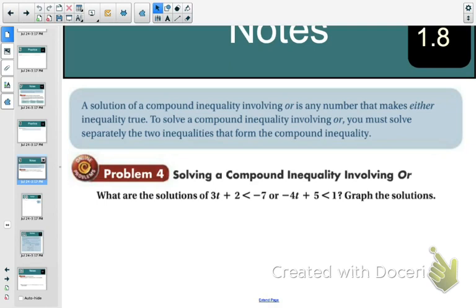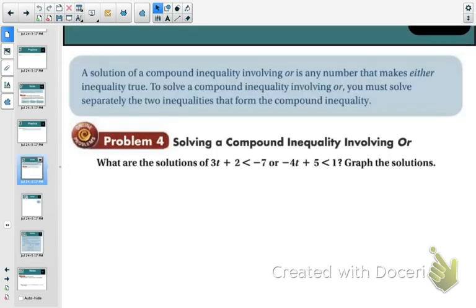Okay, 2 more. And we're going to stop there. Okay. This one says a solution of a compound inequality involving OR is any number that makes either of them true. So to solve an OR, you must solve separately the two inequalities. So ORs are kind of simple to solve. You're just basically solving two different things. So we solve this one, and then we solve this one.